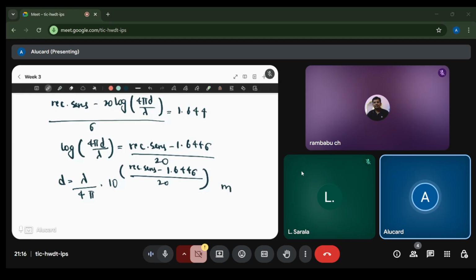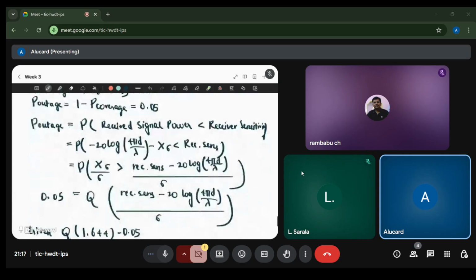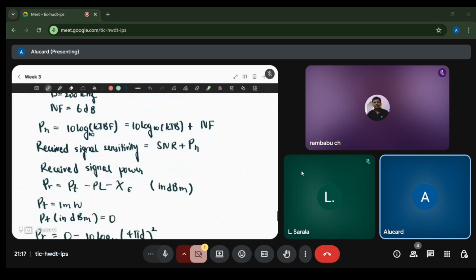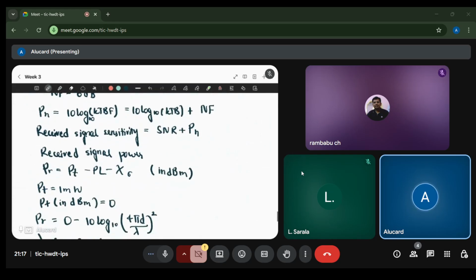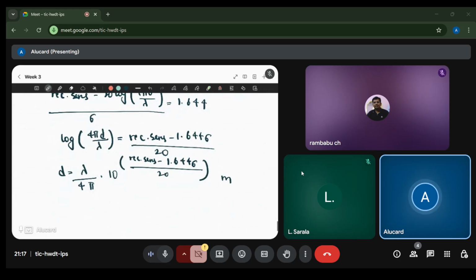Okay, I've given you the formula. You just have to put in the values. For noise power, you have to find it out. Then receiver sensitivity, you have to find out. And then lambda, you have to find out from the frequency and substitute in the final formula. That's it. The remaining questions are all theoretical questions, and you can answer them on your own by watching the lecture videos.